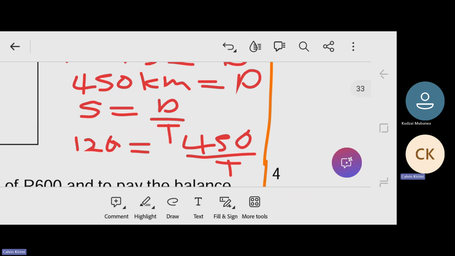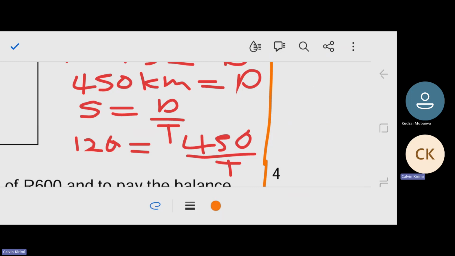All right. So we are saying we are only solving for t. You want to solve for t, you want to get rid of t from the denominator. You multiply by t on both sides. Always, if you want to get rid of the fraction, multiply by t on both sides. That is the first thing. Then you get 120t is equals to 450. Then the t's cancel. So 120t is equals to 450.